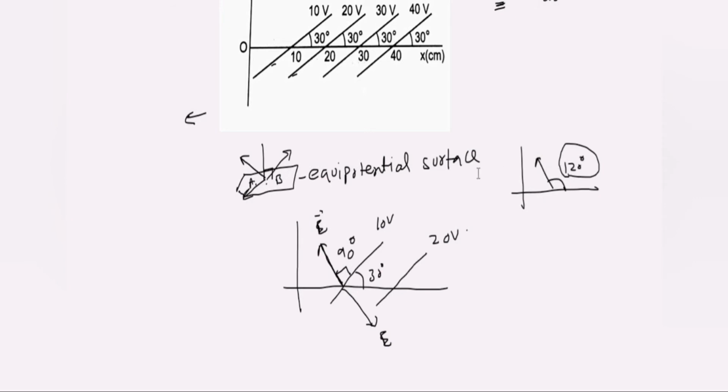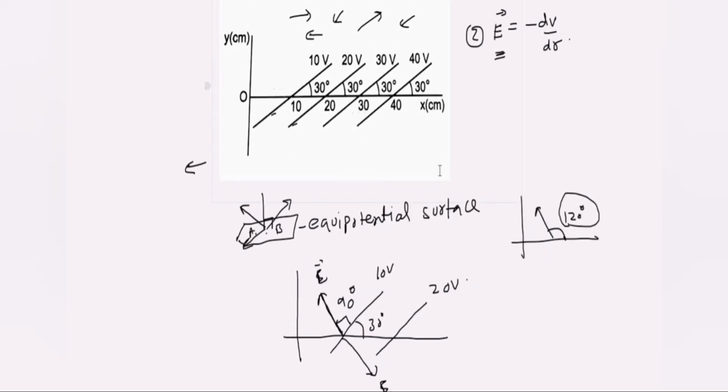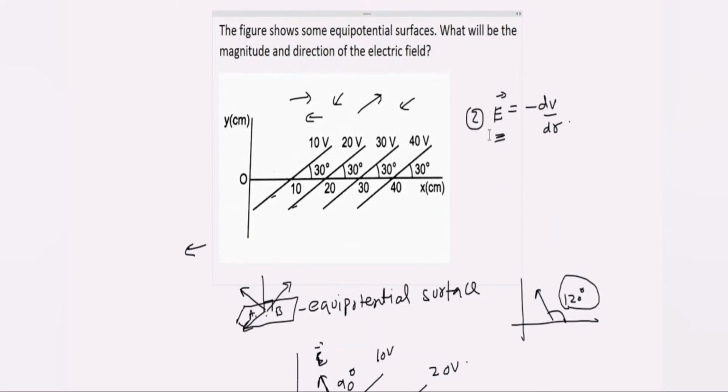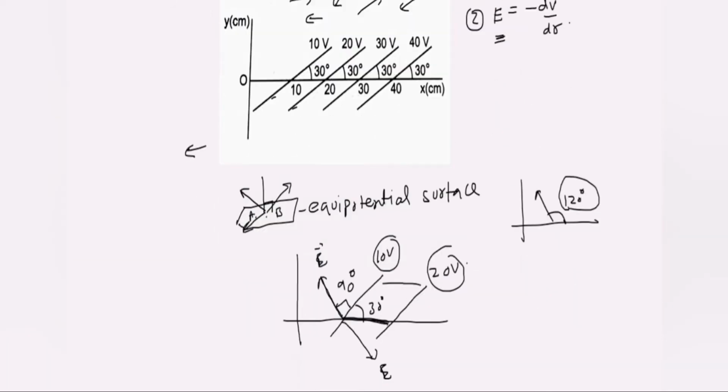Now the question is, what will be the magnitude of the electric field? For that, we will use this formula to find electric field. So what is the potential difference between these two plates? The difference is 20 volt minus 10 volt. It is 10 volt, right? So we will write here minus 10 volt.